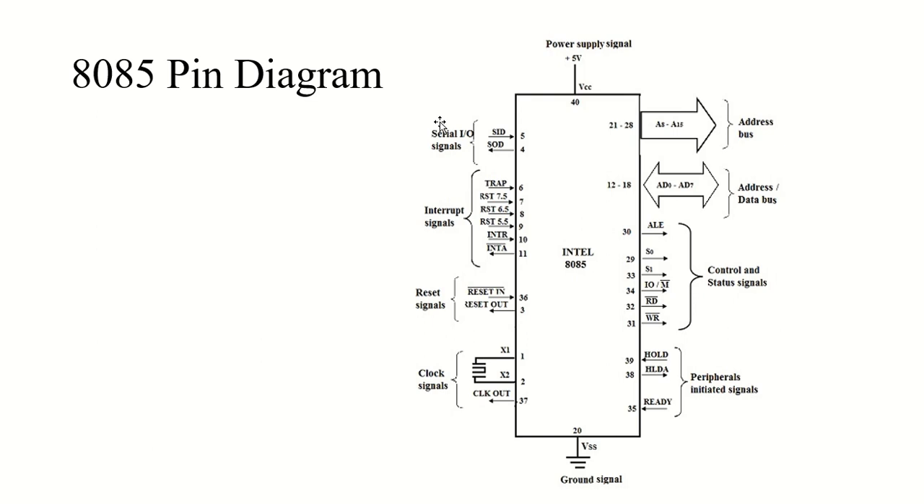Then we have reset out, which is an active high output signal used to indicate that the microprocessor is reset. This signal is used as a system reset to reset other devices connected in the system.